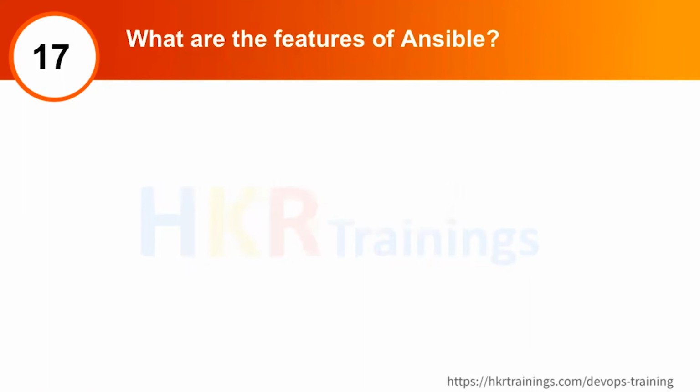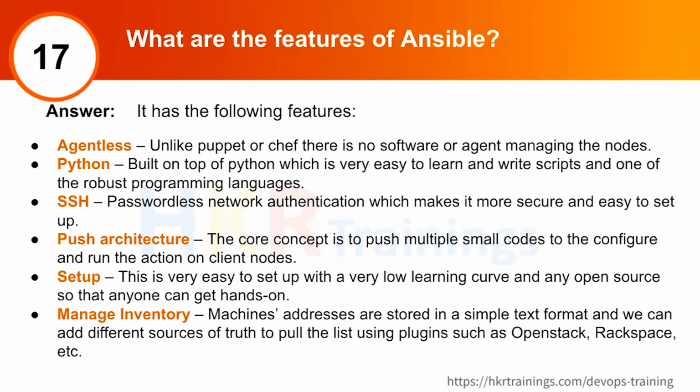What are the features of Ansible? Ansible is a configuration management tool, by the way, and it's very easy to learn as well. It will help you to configure any application on a remote server from one of its Ansible nodes. The benefits and features are as follows. Agentless: unlike Puppet or Chef, there is no software agent managing the nodes. We only need an Ansible node where we have installed Ansible, and we can execute all the scripts from that machine itself. We just need to give the domain names or IP addresses where we want to execute all the tasks.